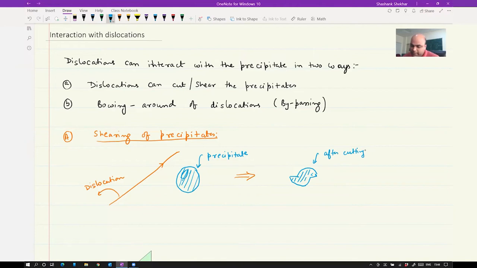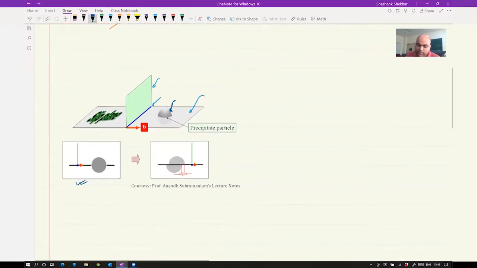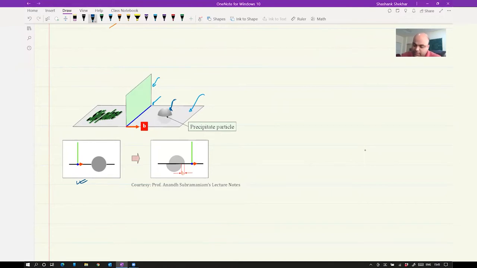Okay, so I have the schematic also. So this is how the schematic looks. You have a slip plane here, this is the slip plane for that particular dislocation, and this is your half plane. This blue line here is your dislocation line, and the Burgers vector is also shown in red. And the sphere here is your precipitate. Now the dislocation is moving on its slip plane. As soon as it reaches the precipitate, it cuts it. This is after cutting. I have taken this from Professor Anand Subramaniam's lecture notes, he is a professor at IIT Kanpur. So this is how a dislocation is going to cut the precipitate.